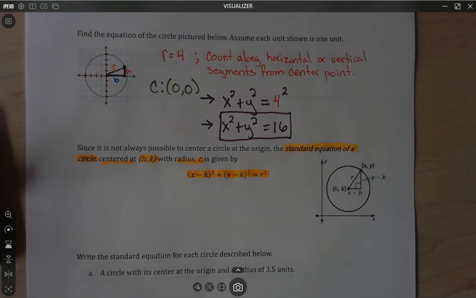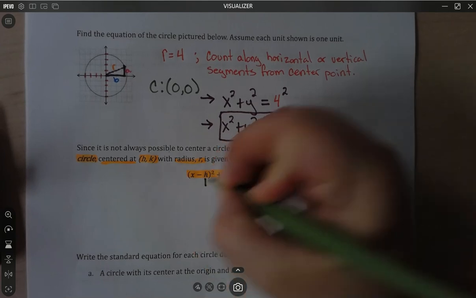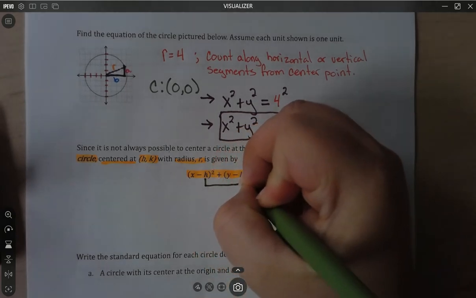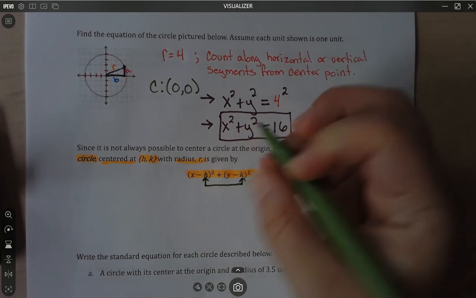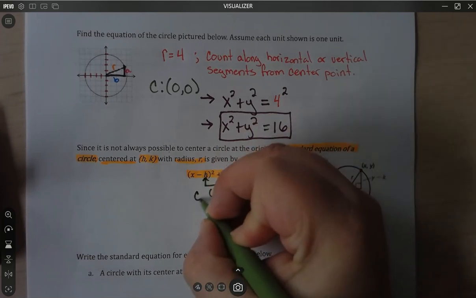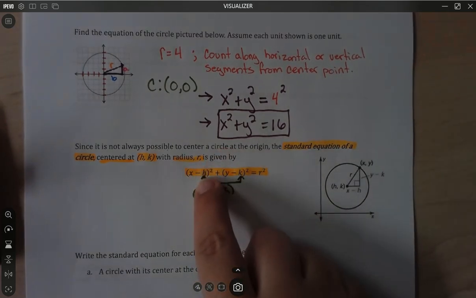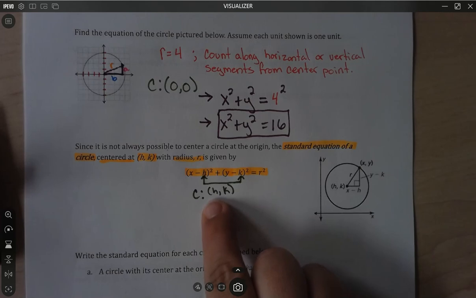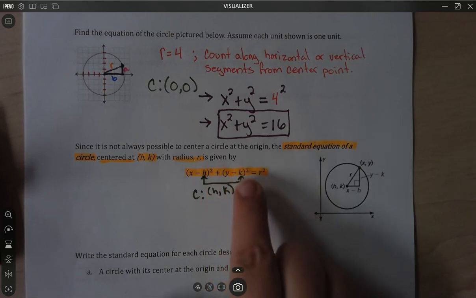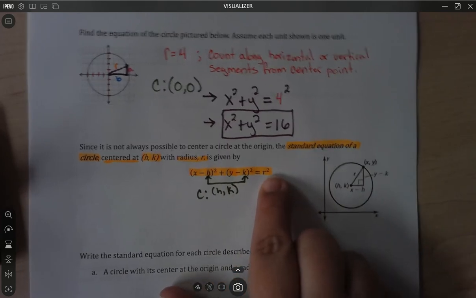And our changes deal with our center, (h, k). Otherwise, it was the same thing we had before, x squared, except now we're subtracting the x value of our center. y squared, but now we're going to subtract the y value of our center, equal to r squared.